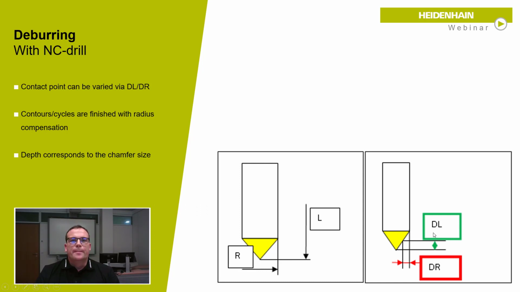cutting tool here. And the important thing is the delta length and the delta radius together must always be the radius. So when there is a radius 5 and I program delta length -1, I must program delta radius -4 to get the correct situation at the tool. Later on in the cycle, I just program the depth. This will be the chamfer size.